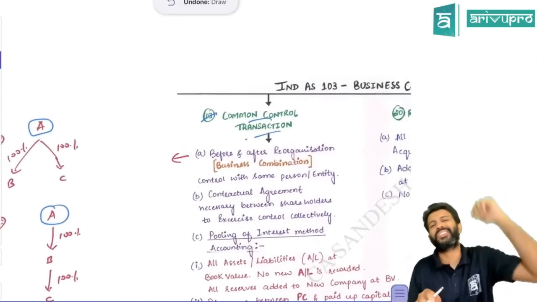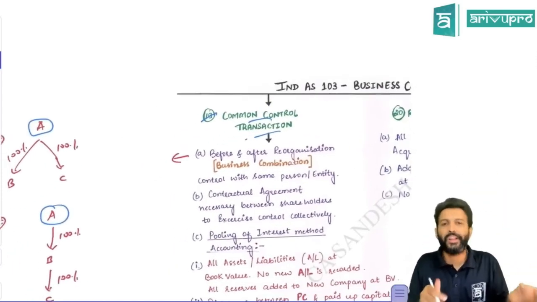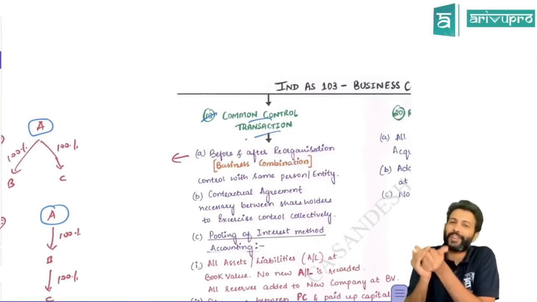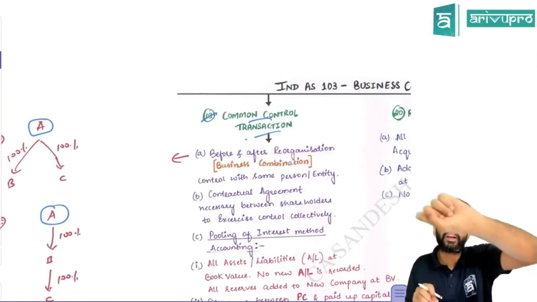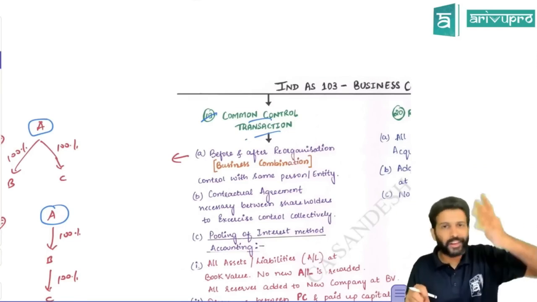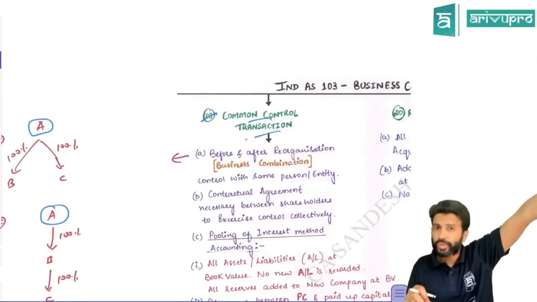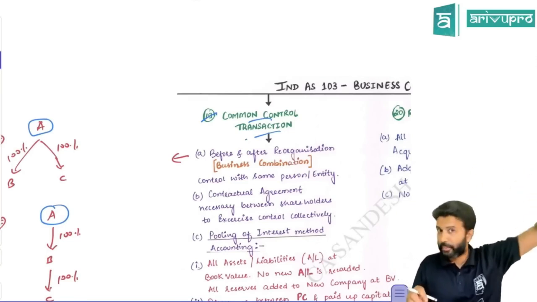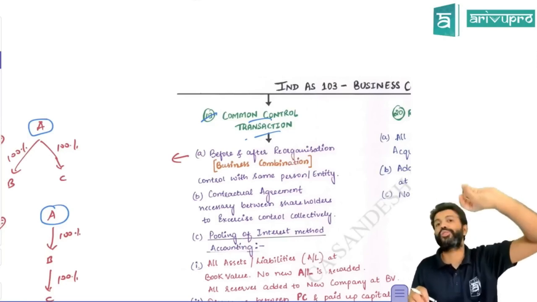Okay. In your CA days, you used to call this the merger method. Here we have become a little more sophisticated, fancy. Hence the term common control transaction. Now, if you just apply your basic mind, in fact, you already know under the merger method, do we use fair value or book value? Under the merger method of amalgamation, we always used book value.